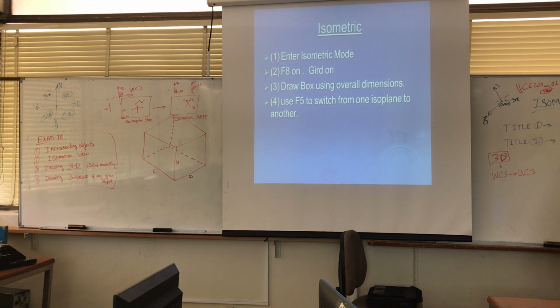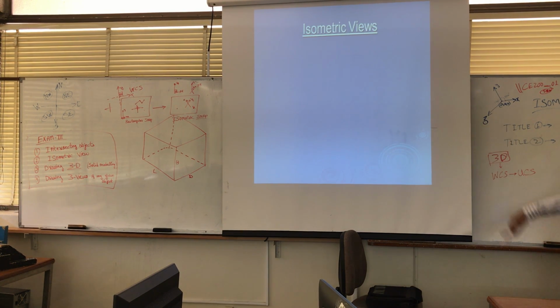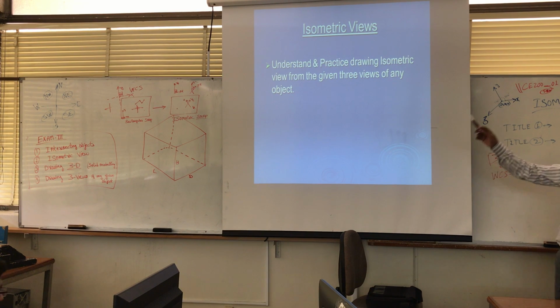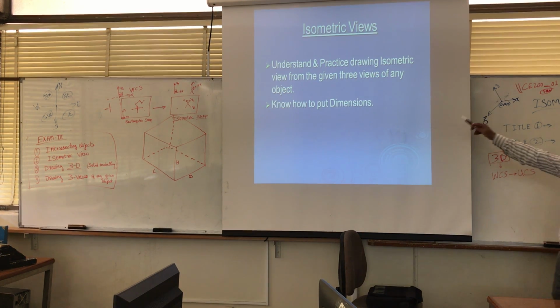Draw the box using overall dimensions and use F5 always to change from one plane to another. Understand and practice drawing isometric view from the given 3 views of any object. 3 views of the object will be given and we will draw the isometric view. In this, you should know how to put the dimensions, so practice. Before you print, put some dimensions.